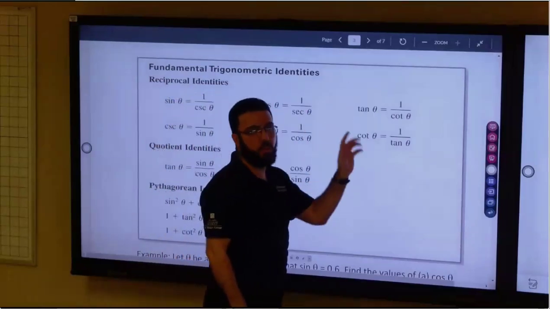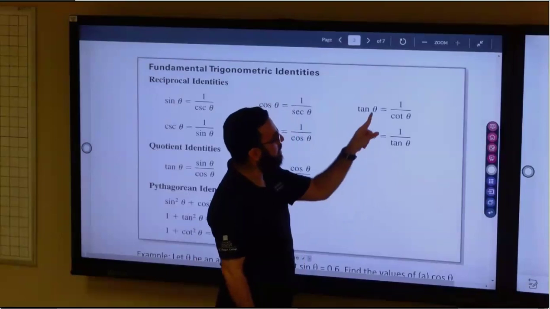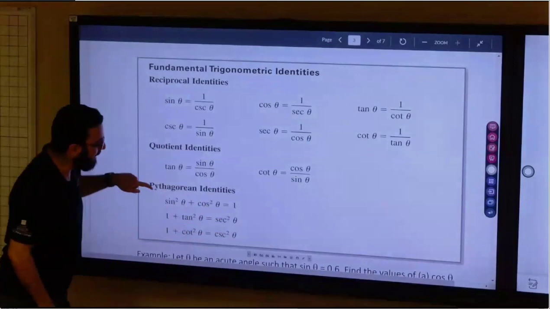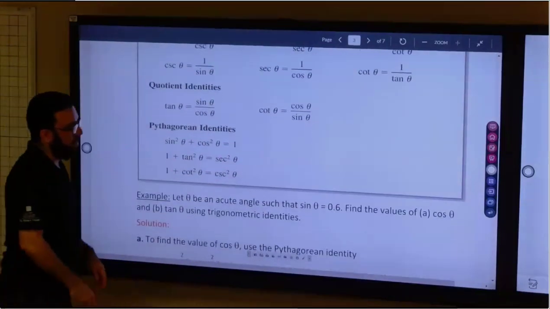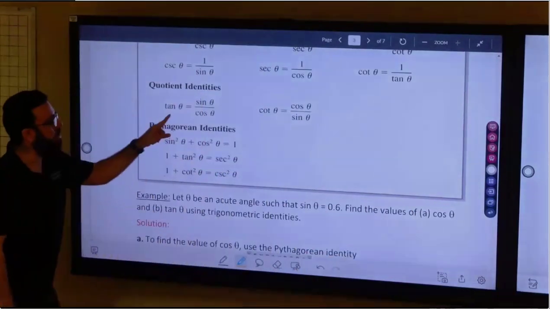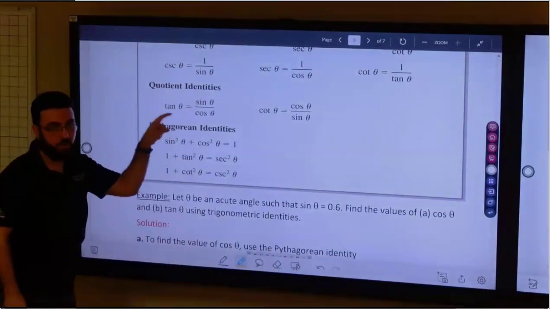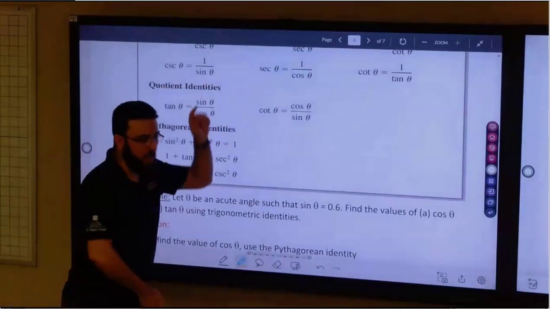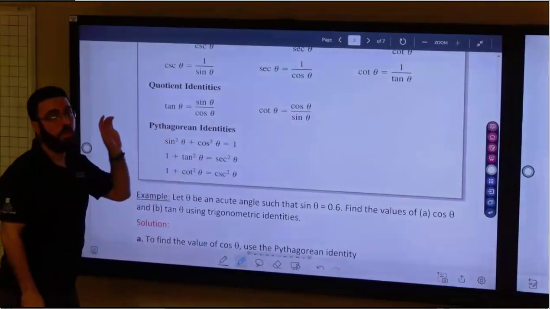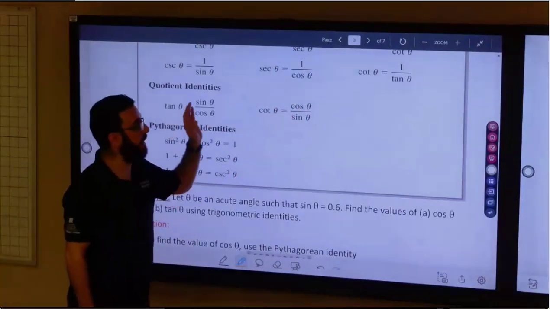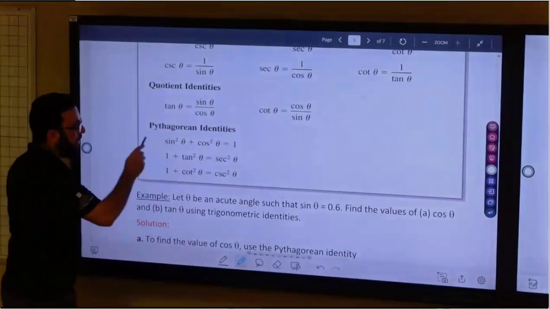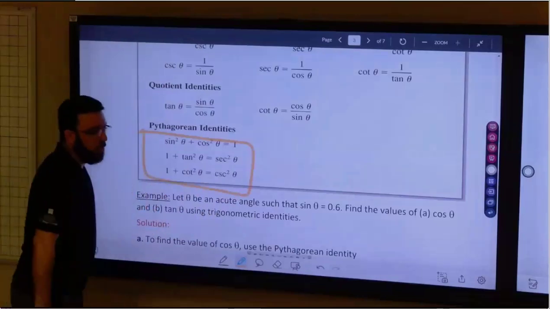The tangent goes with what? Cotangent. Tangent is 1 over cotangent. Cotangent is 1 over tangent. Tangent is sine over cosine. Cotangent is the opposite: cosine over sine. You get the point, because you're going to use it. Sometimes you're going to use this one, and sometimes that one, it's up to you. These are golden rules.